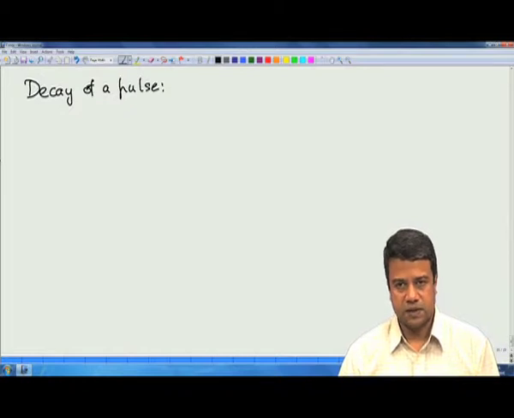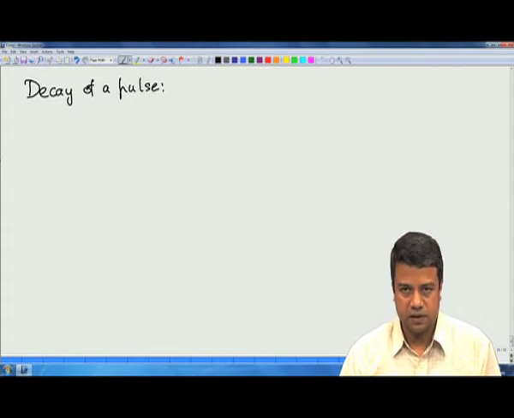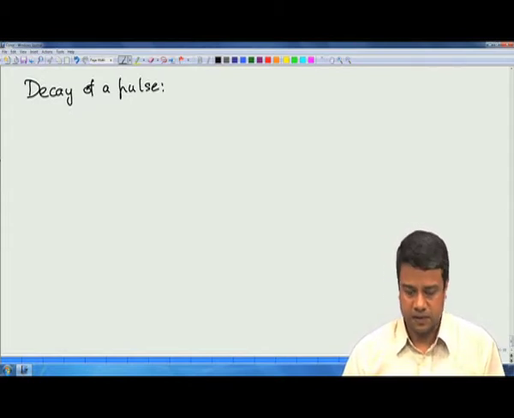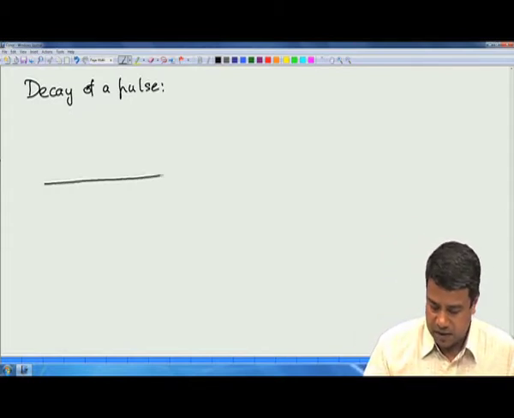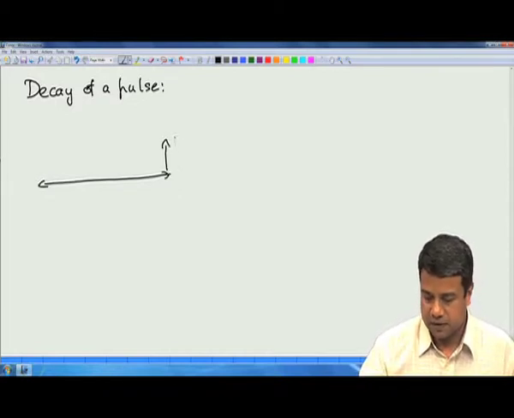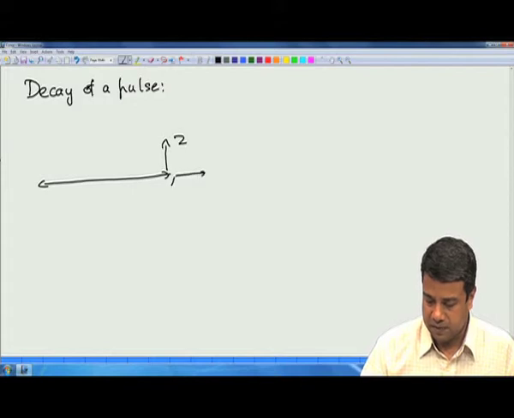Physically, what does it represent? I will first discuss this problem in one dimension, and then I will go on to 3 dimensions. So, I have this z coordinate perpendicular to the xy plane.